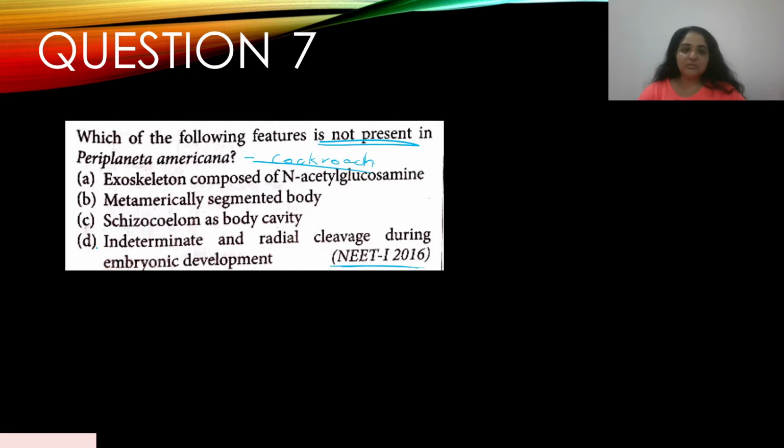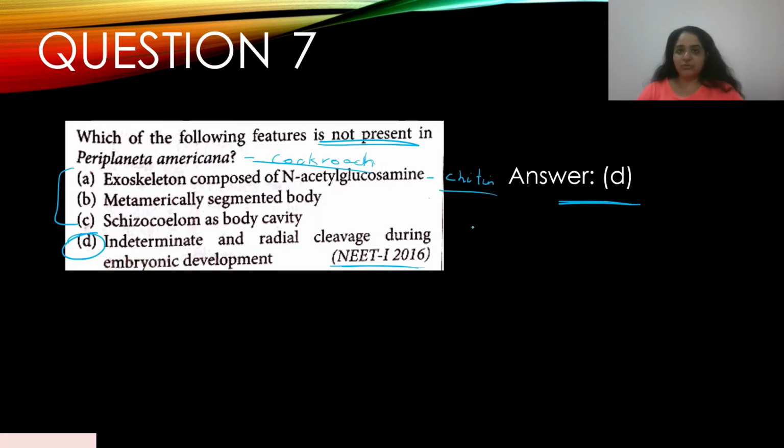C, schizocoelom as body cavity. Yes, that's true. D, indeterminate and radial cleavage during embryonic development. So that is incorrect. A, B and C are correct. So the answer is D. The exoskeleton composed of N-acetyl glucosamine, that's actually chitin.